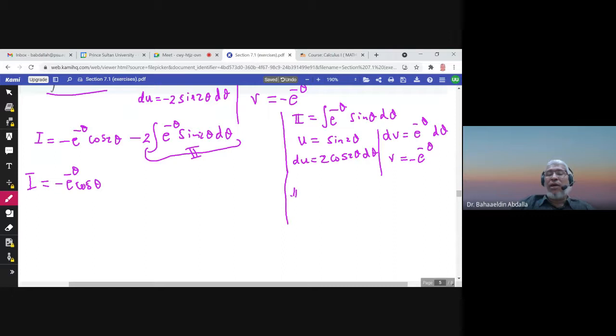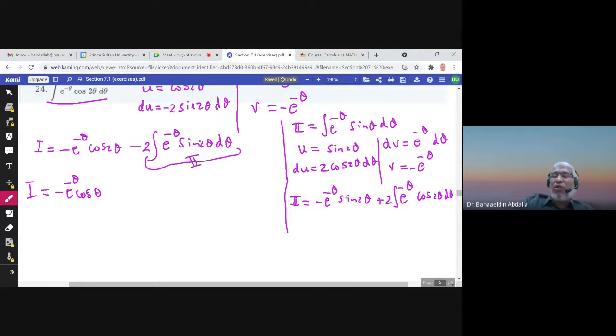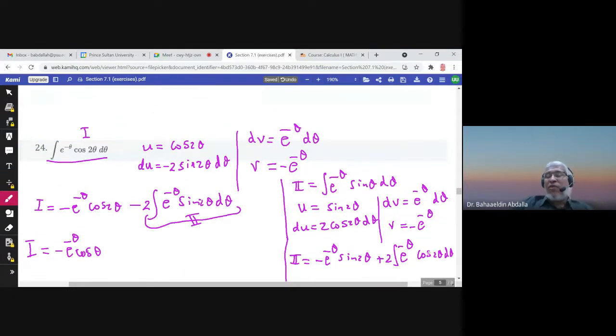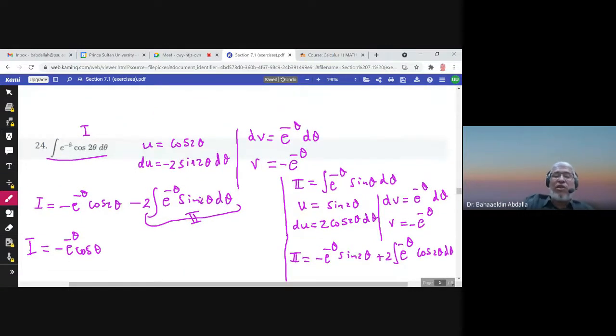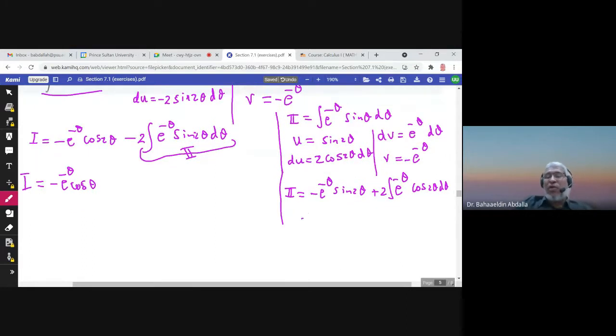So I would be equal to negative e to the power negative theta cosine 2 theta minus 2 times, okay, I did not find double I. Double I would be uv, so negative e negative theta sine 2 theta minus integral. Now this times this. There is a negative 2, so this would be positive 2, okay? e negative theta cosine 2 theta d theta. Well, notice that e negative theta cosine 2 theta d theta is the original integral. So it's I, okay? So I will write it negative e negative theta sine 2 theta plus 2I.